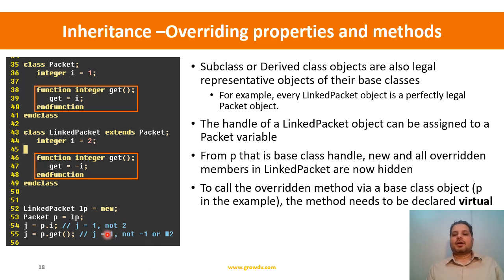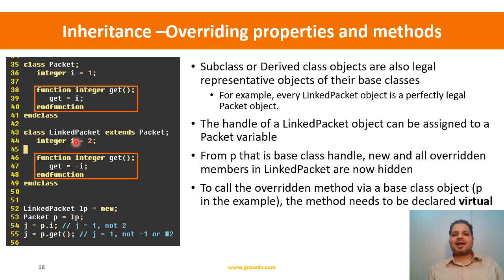Okay, so when we call the overridden methods through a derived class object that is assigned to a base class handle, we will still be calling the base class functions and base class methods. Okay, so the derived class functionality gets hidden. But if I had created the linked packet and if I call lp.i over here, then I would have gotten 2. Okay, so that is possible. And if I call lp.get, I am going to get -2. So the functionality is overridden.